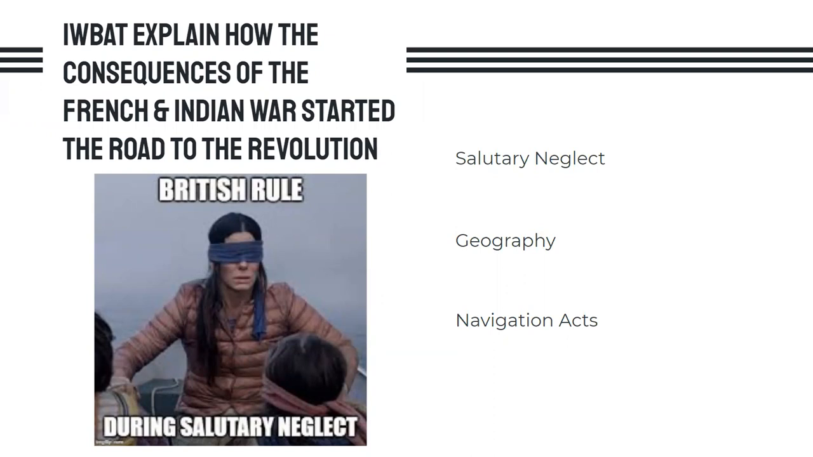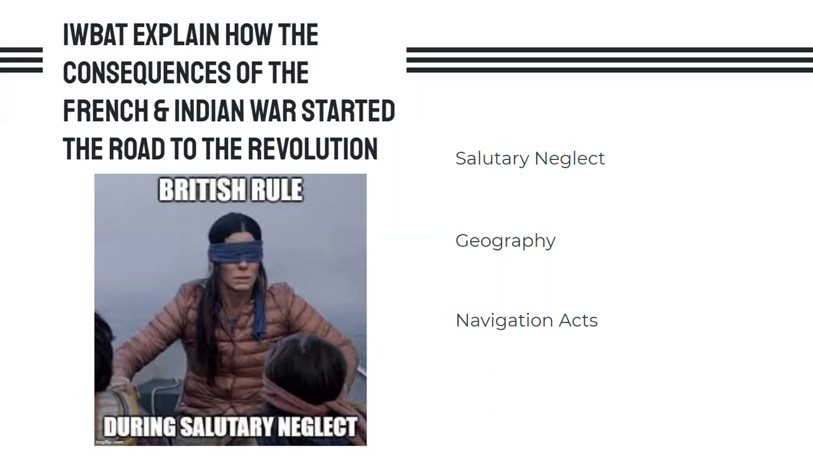But our goal for today, we want to be able to explain how the consequences of the French and Indian War helped start this road to the revolution. So there's going to be a lot of consequences from this French and Indian War. We want to be able to see how that started this road to the American Revolution. So we start out by looking at this thing called salutary neglect.